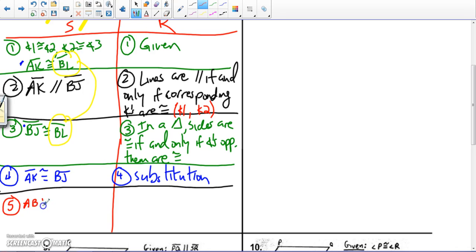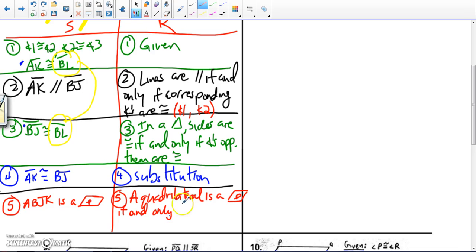So we can say ABJK is a parallelogram because, this is the long wording again, a quadrilateral is a parallelogram if and only if, and here's the bonus rule, one pair of opposite sides is congruent and parallel. So those are a little more difficult, but we're just working backwards. Remember, you can't use the parallelogram rules. We're looking for things that make it a parallelogram.